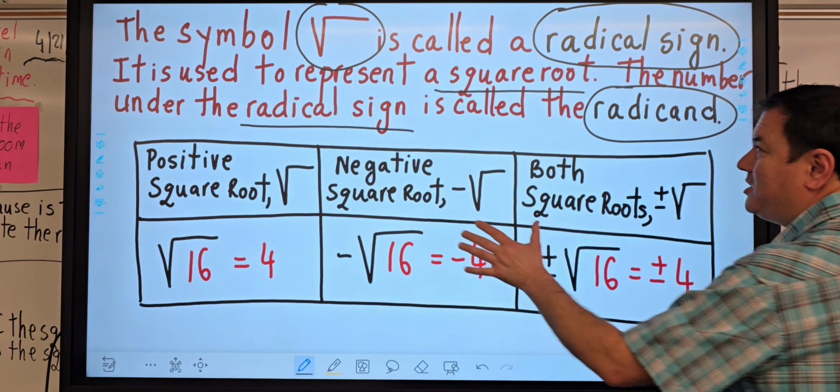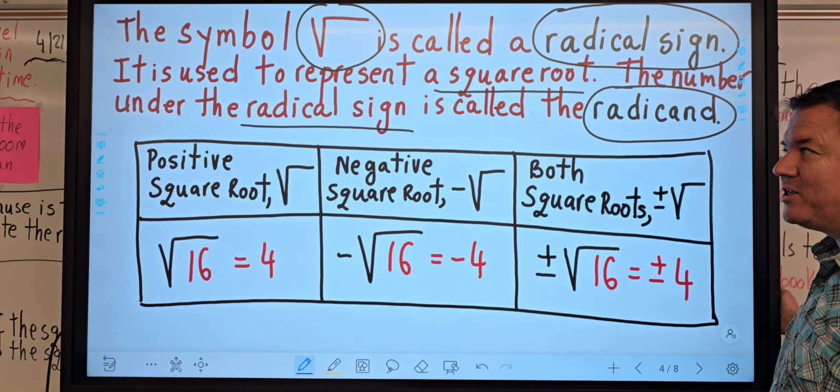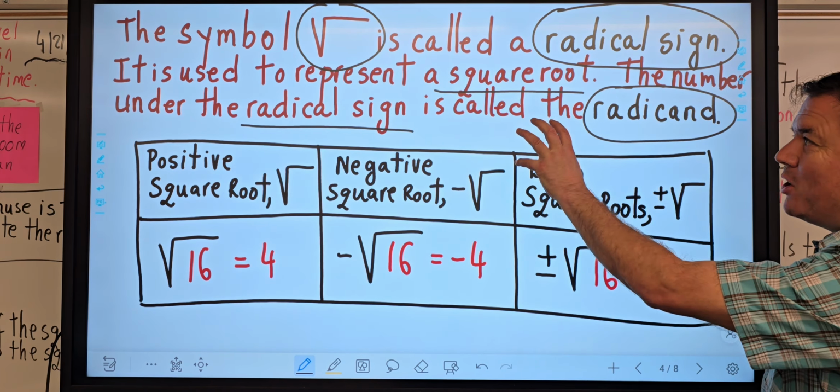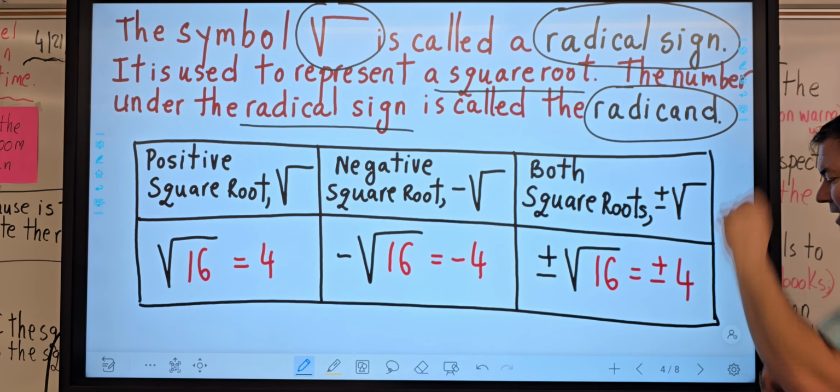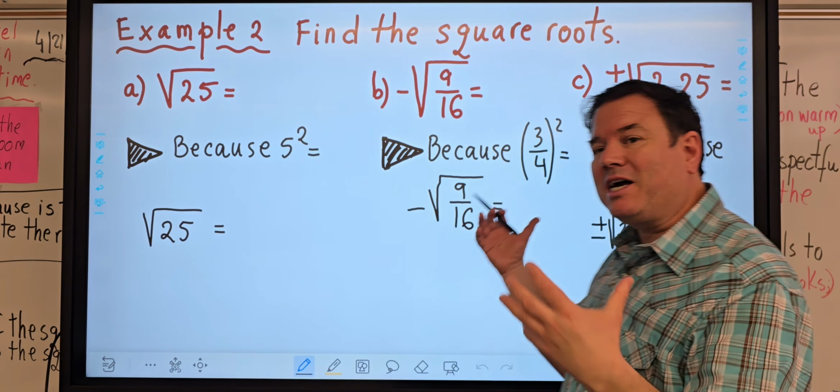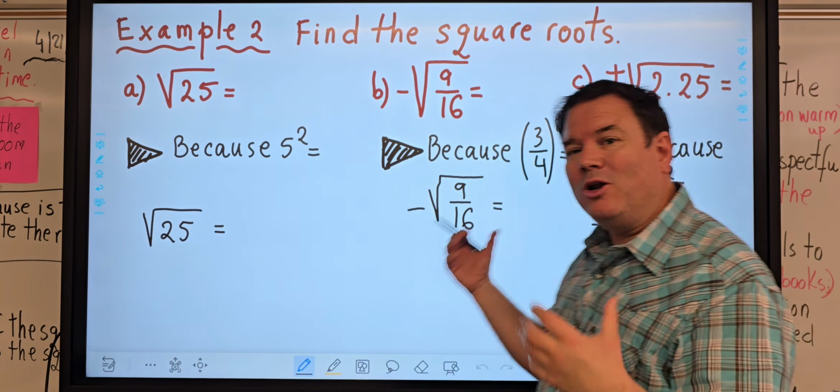Please take a look at this information. If you want to pause the video, you can pause it. Write some notes. Remember, this symbol is called the radical sign, and the number under the radical sign is called the radicand. Please remember that. Now let's take a look at a couple of examples.